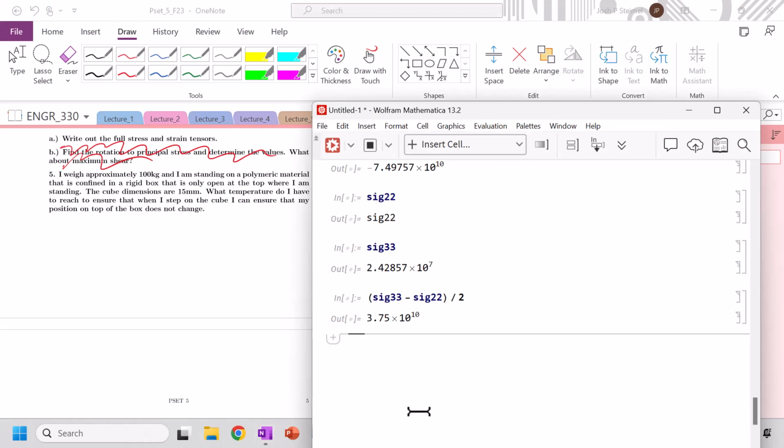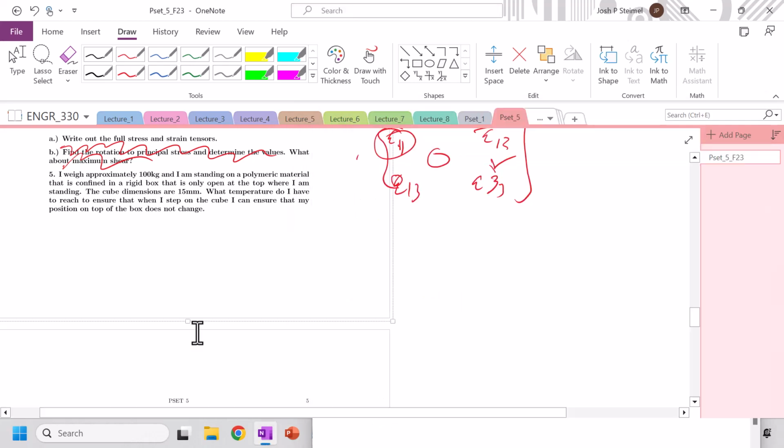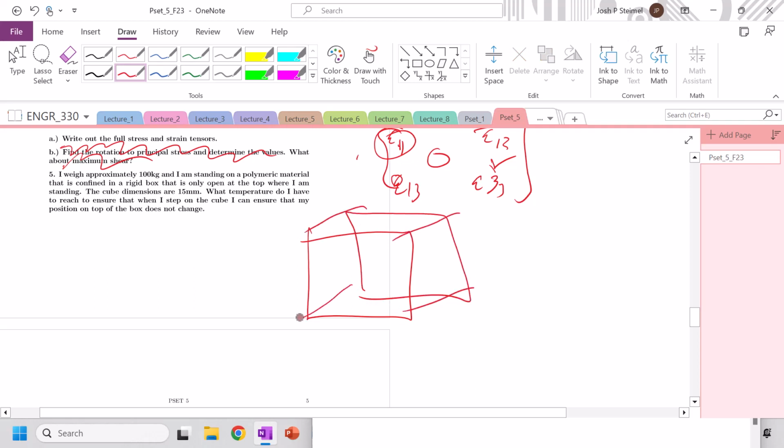So I weigh approximately 100 kilograms, and I'm standing on a polymer that's confined to, basically it's in a cube. We have those dimensions, and I need to figure out what temperature I have to reach to ensure that when I step on the cube, my position on the top of the box does not change. So if I'm standing on this box, there's going to be some deformation here. So I want to raise the temperature enough so that effectively my strain, 1, 2, 3, my strain of the 3,3 will be equal to 0.